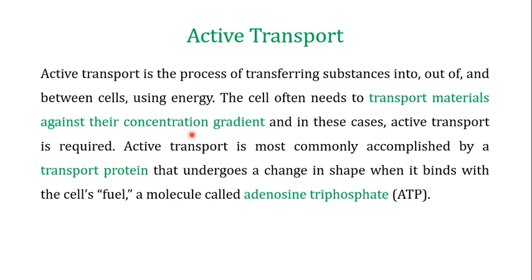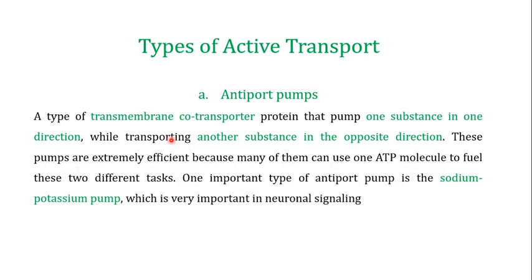Now active transport is most commonly accomplished by the transport proteins that I just told you about. These transport proteins undergo a change in shape when they bind with a molecule known as adenosine triphosphate, or ATP. This will be clear in a while. What I mean is that an ATP molecule binds to the transport protein, the transport protein changes its shape, and this change in shape is responsible for the movement of molecules against their concentration gradient in active transport.